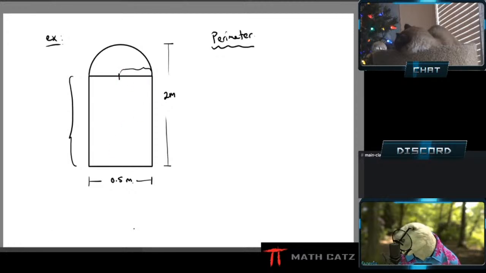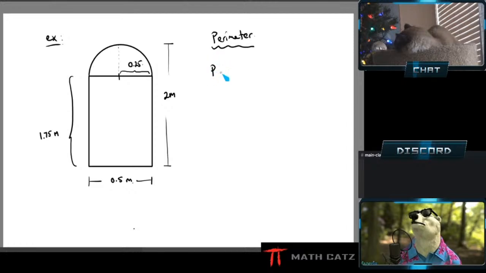So the radius is certainly maybe the easiest thing to find next. It'll be half of the width. So it'll be 0.25, half of 0.5. That means the height of this half circular section is also 0.25. So if I take that off of the 2 meter height, I'll get 1.75 as the height of just the rectangular section, which I'll need. So I'm now ready to find the perimeter.